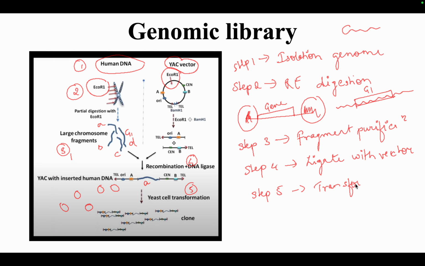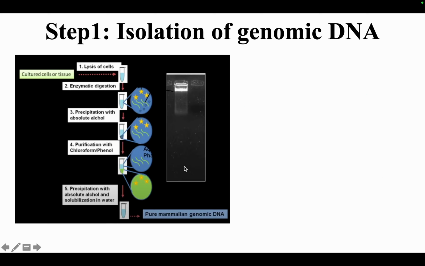Okay, restriction digestion, fragment purification, then we'll ligate it with the vector, and then we'll transform the cells. Okay, so this is step 5. So this is for a genomic library, and these are the detailed steps of how to isolate genomic DNA.